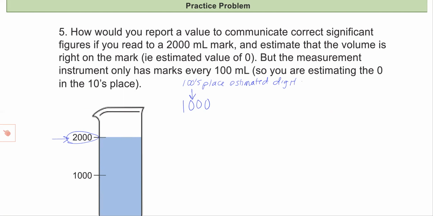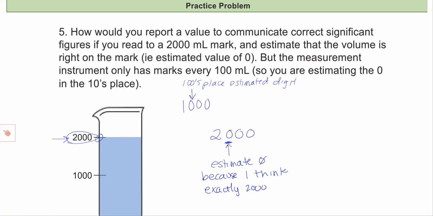If I was going to report this value, I can see it's right on the line. That's great. So it's 2000, and I'm estimating that it's right on that line. So here's my estimated digit. I'm estimating a 0 because I think it's exactly 2000. So how do I report this? I have these two as significant figures, and these two zeros are placeholders.